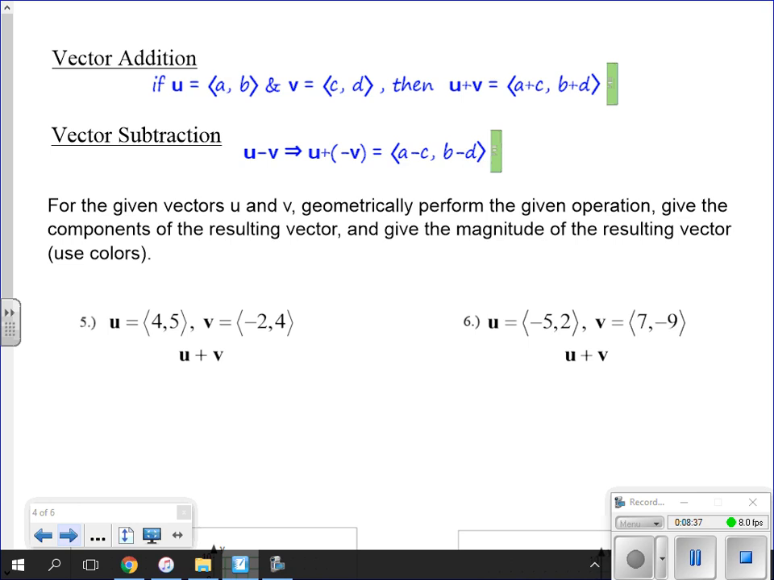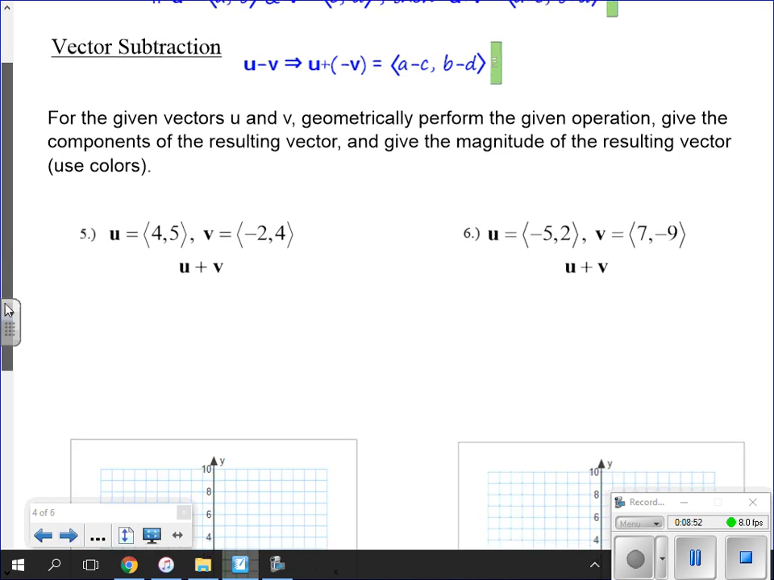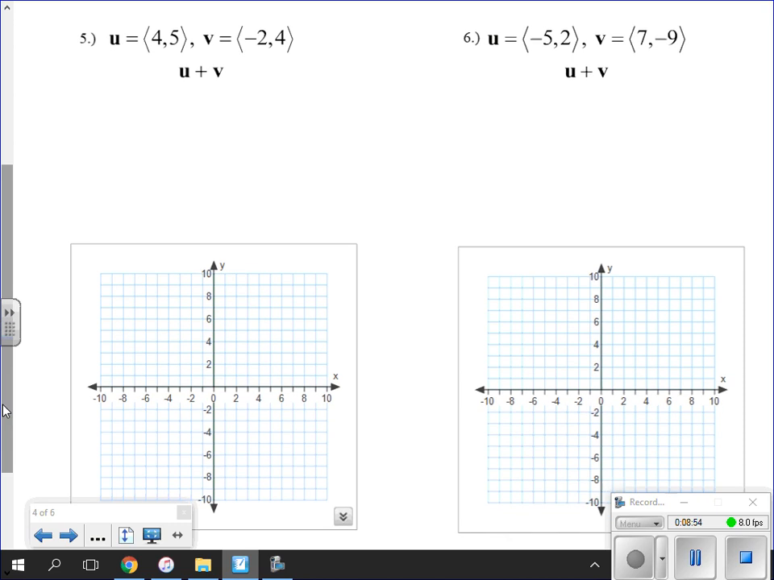So for the given vectors U and V, geometrically perform the given operation. That's an interesting thing. I'll show that first. Given the components of the resulting vector, and then give the magnitude of the resulting vector using color. So I'm going to graph these in different colors here. So first thing I'm going to do is graph U in red, which is 4, 5. So I go over 4 and up 5. So here is the vector U.